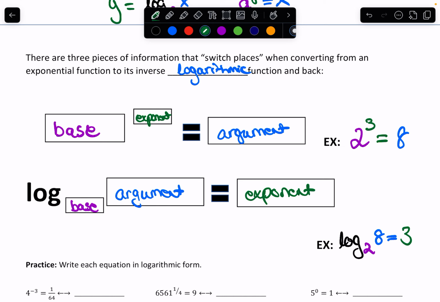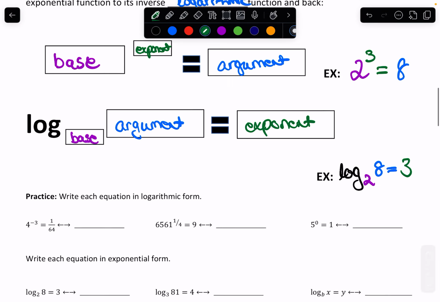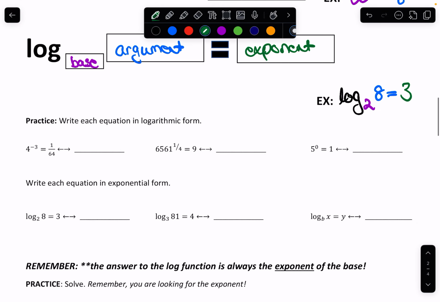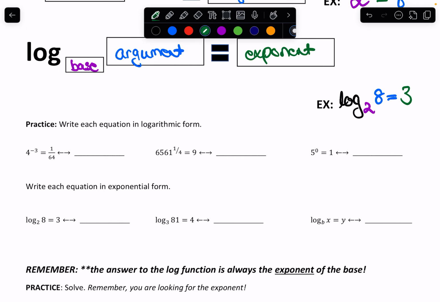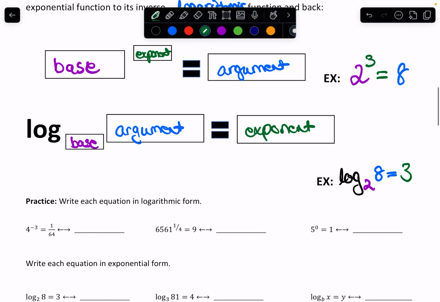Okay, now we're going to practice this. So we're going to practice writing each equation in the log form. So we're doing the exact thing that we've been doing over here. So we have 4 to the power of negative 3 equals 1 over 64. We're going to write our log. Our base here is the 4, and our argument is 1/64. And our exponent is negative 3.